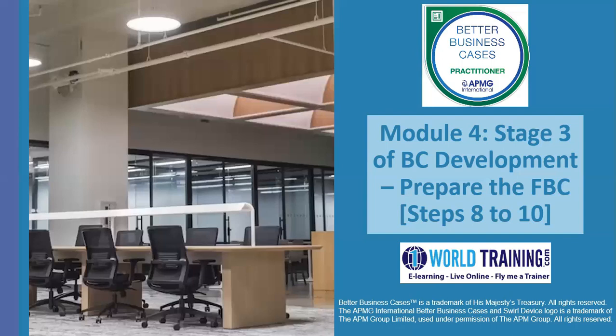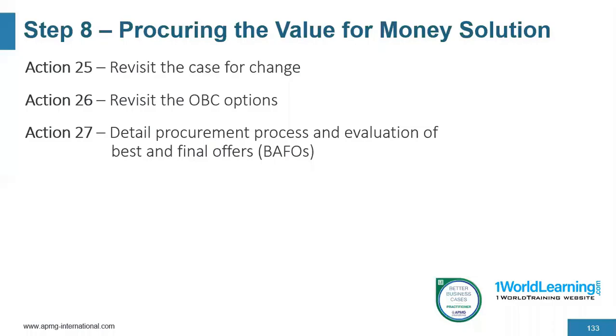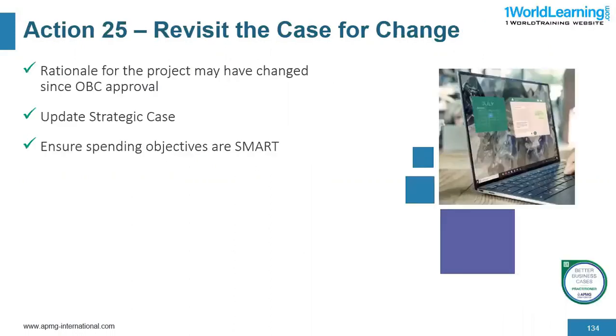So let's do a deep dive in terms of the various steps involved. So we begin with step number 8, procure the value for money solution. We've got 3 action items. We revisit the case for change, action 25. We revisit the OBC options, action number 26, and action 27, we detail the procurement process and the evaluation of the best and final offers. Let's look into what work we do in each of these action items.